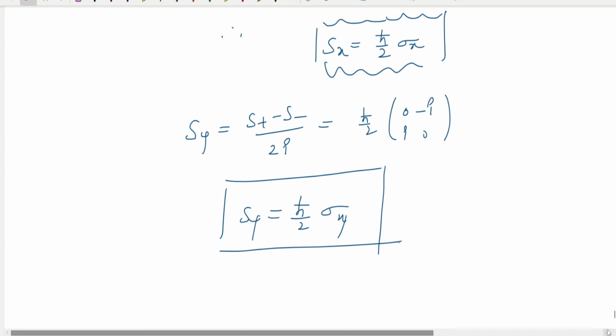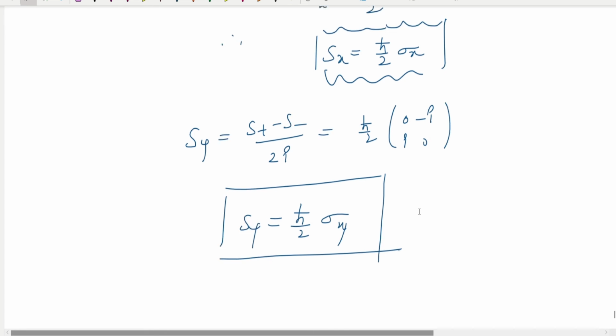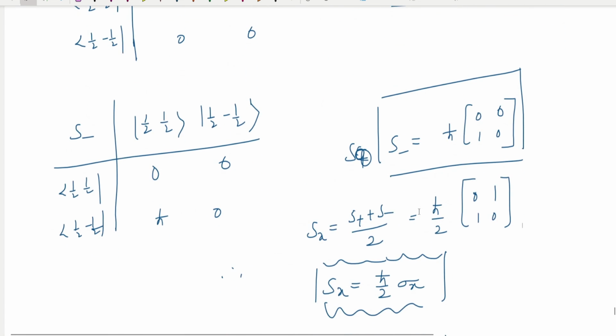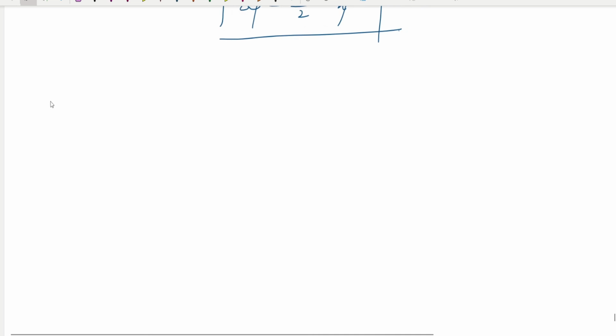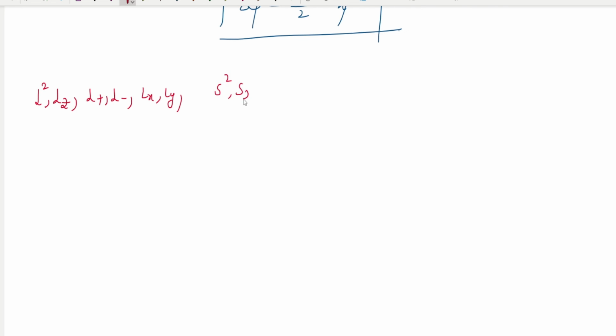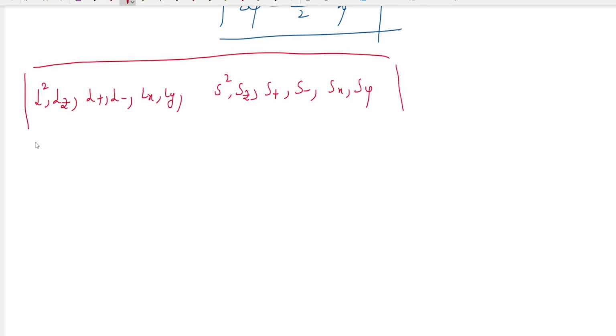These are the Pauli matrices, right? Sx, Sy and Sz are all Pauli matrices. So this is all about the matrix representation of L square and Lz. If you try to remember what we discussed above, first we discussed L square, Lz, L plus, L minus, Lx, Ly. Then S square, Sz, S plus, S minus, Sx, Sy. So these are the components we derived in matrix form.